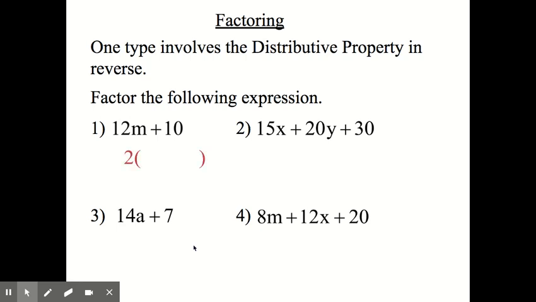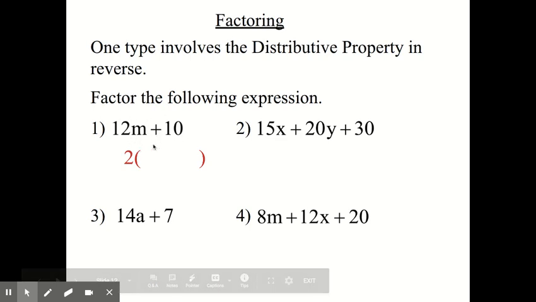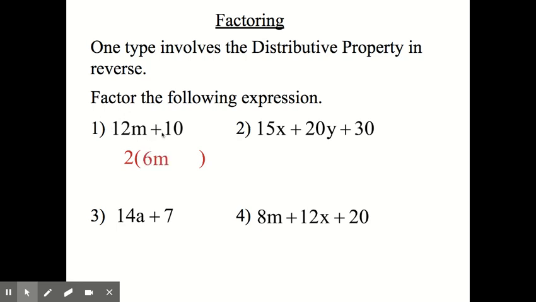Well, it would be 2. 2 is in 12 and 2 is in 10. M doesn't get touched because it doesn't exist in both terms, so we ignore it. So looking at this, if we took 2 out of the 12m, we'd end up with 6m. The plus stays there. If we take a 2 out of 10, that would be 5 left over. So 12m plus 10 is the same as 2 parentheses 6m plus 5.